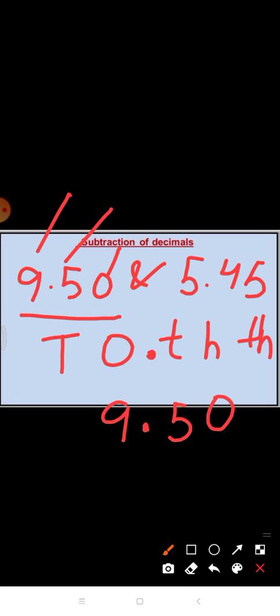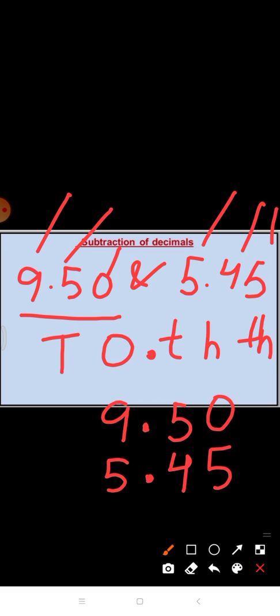Then we have 5.45, in which 5 is at ones place. Then we have a decimal point. 4 is at tenths place and 5 is at hundredths place. Now students, subtract as you would subtract whole numbers. So I will subtract it.